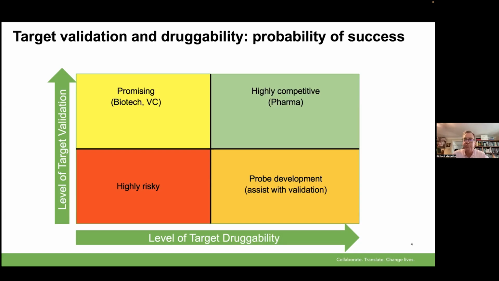The bottom right there is the very risky stuff. We do a bit of that, but we try and get away from the things that are going to be too risky. It's a long road to develop a high affinity and specific inhibitor.